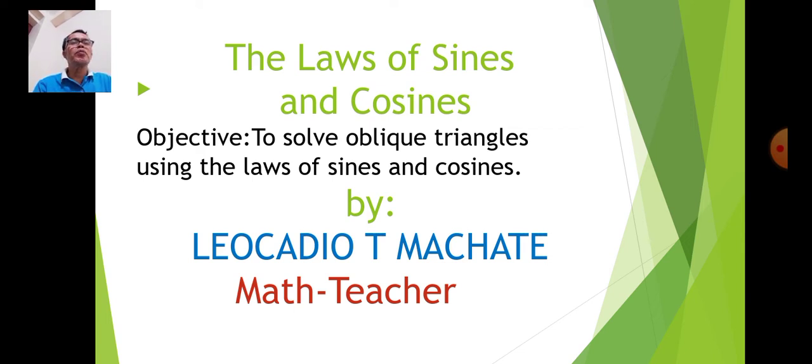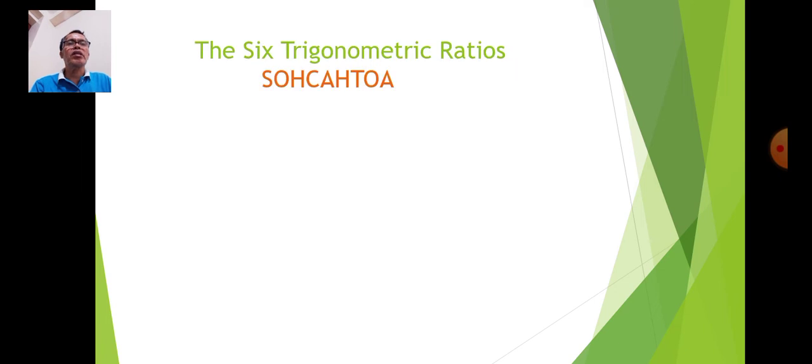Our lesson for today is all about the laws of sines and cosines. And our objective is to solve oblique triangles using the laws of sines and cosines. But before we proceed to our main topic for today, we are going to review first the six trigonometric ratios of our right triangles and the special right triangle.